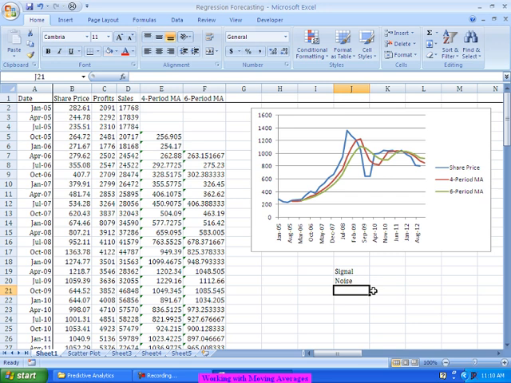And now, once I have got these moving averages and I have computed the 4-period moving average as well as the 6-period moving average.